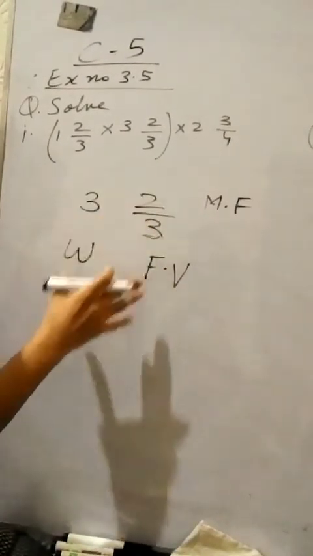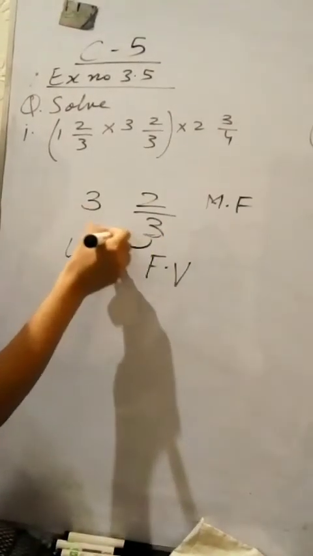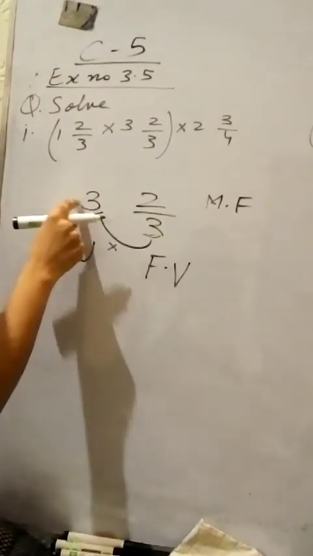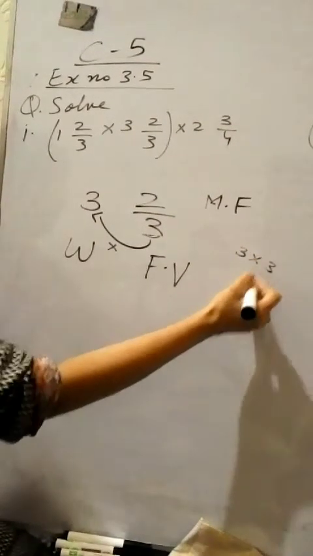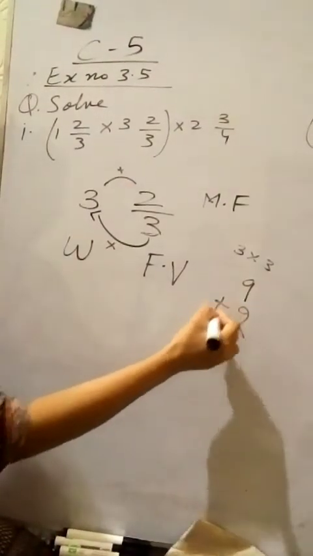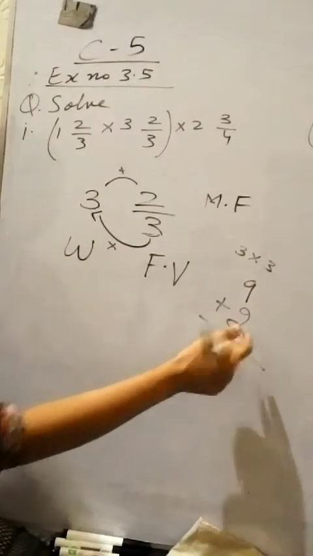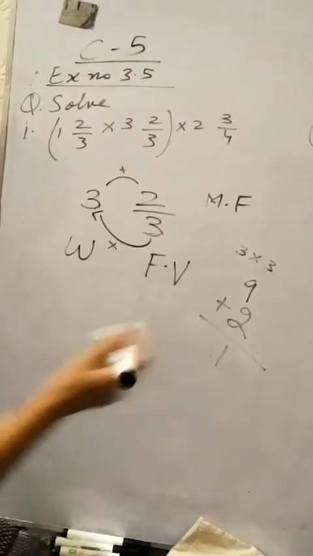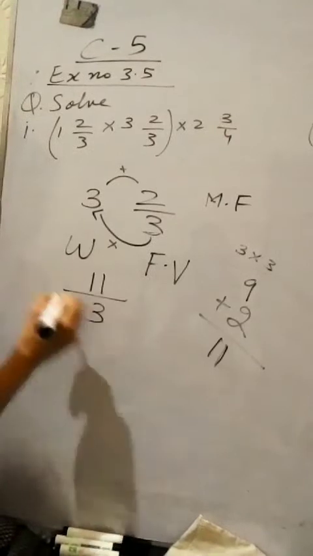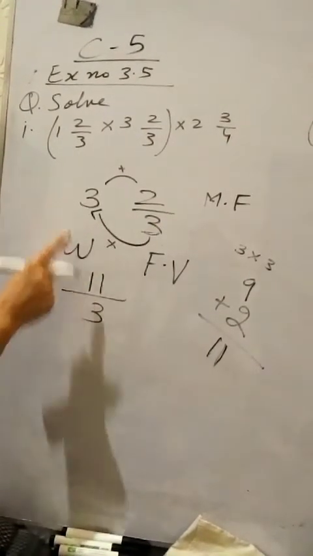How to convert a mixed form into an improper fraction? Always multiply your denominator with the whole number. 3 multiplied by 3 is 9. Then you need to add the numerator. 9 plus 2 is 11. So the numerator is 11, but the denominator will never change. Now, mixed form to improper fraction.